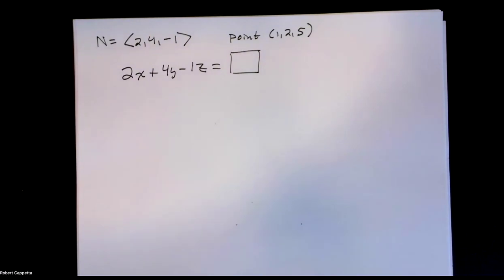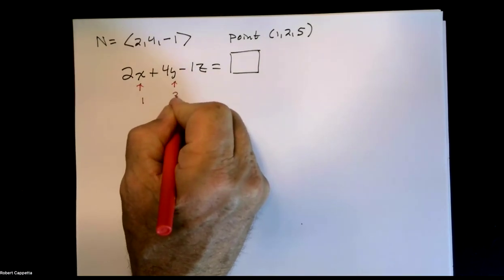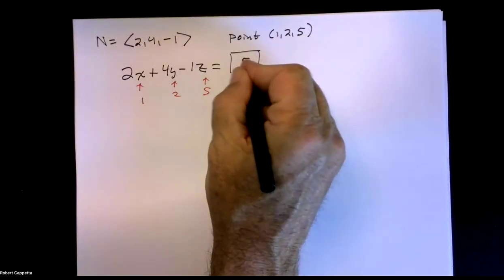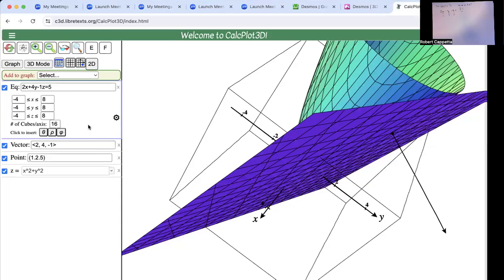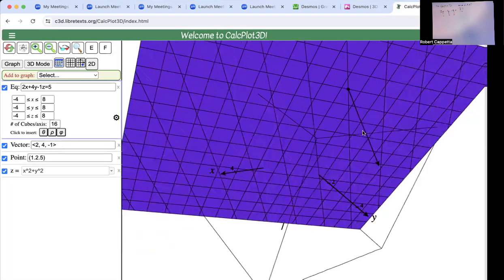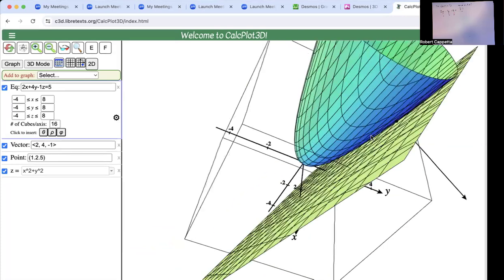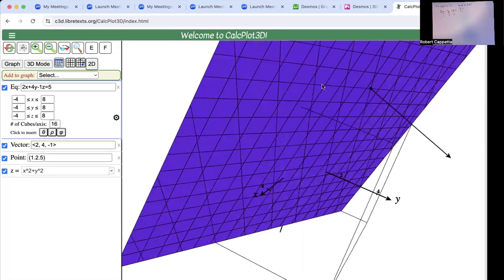What is that something? How do I find that something? I plug 1 in for x, I plug 2 in for y, and I plug 5 in for z. And what does that give me? That equals 5. So that should be the equation of the tangent plane. So let's go take a look at the graph to see if that's the case. Going to the graph, I've put that in there, 2x plus 4y minus 1z equals 5. It seems to be going through that point. There is the normal vector. Does that look like that is the tangent plane? It looks pretty good to me. Looks like that's the tangent plane to the surface at that point.